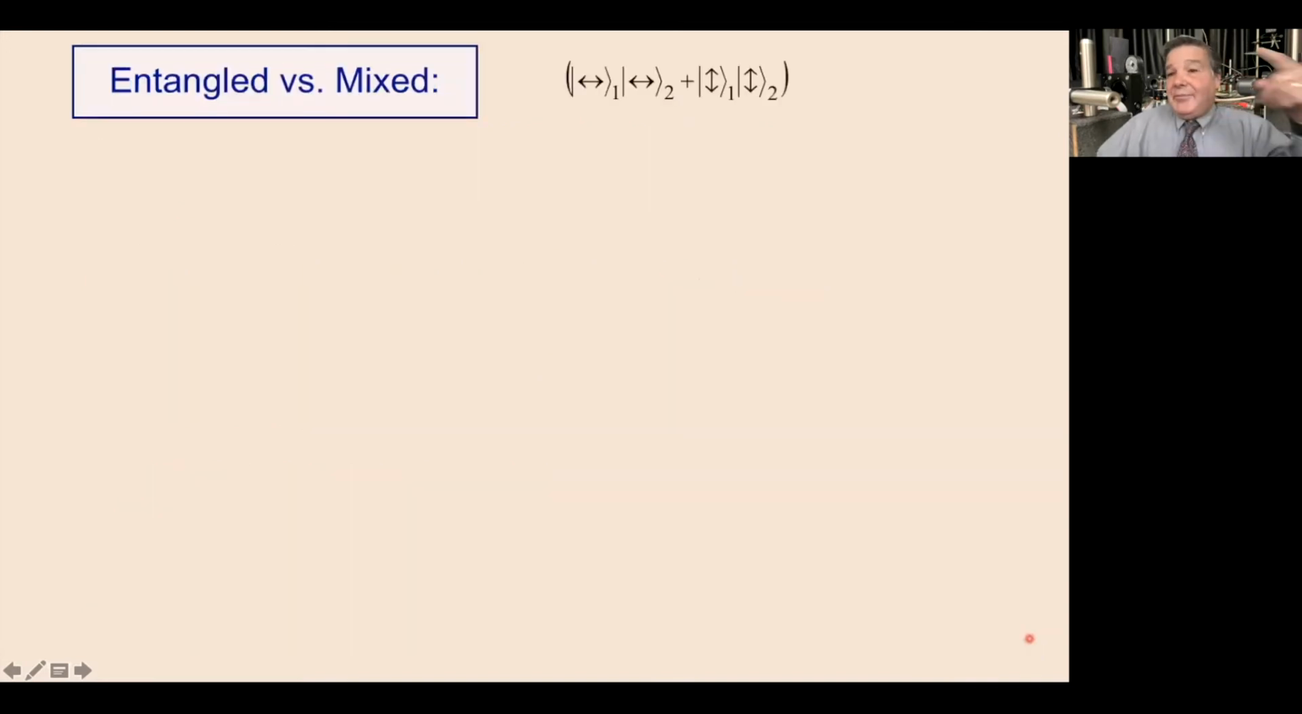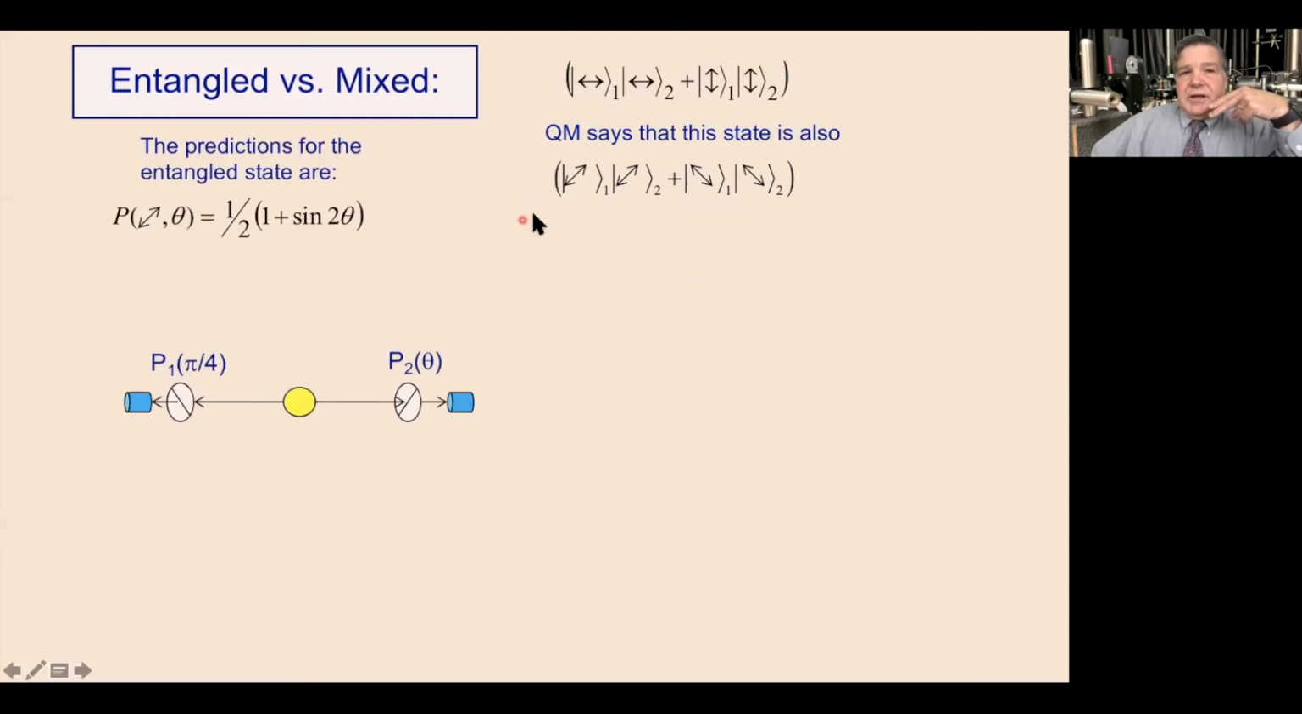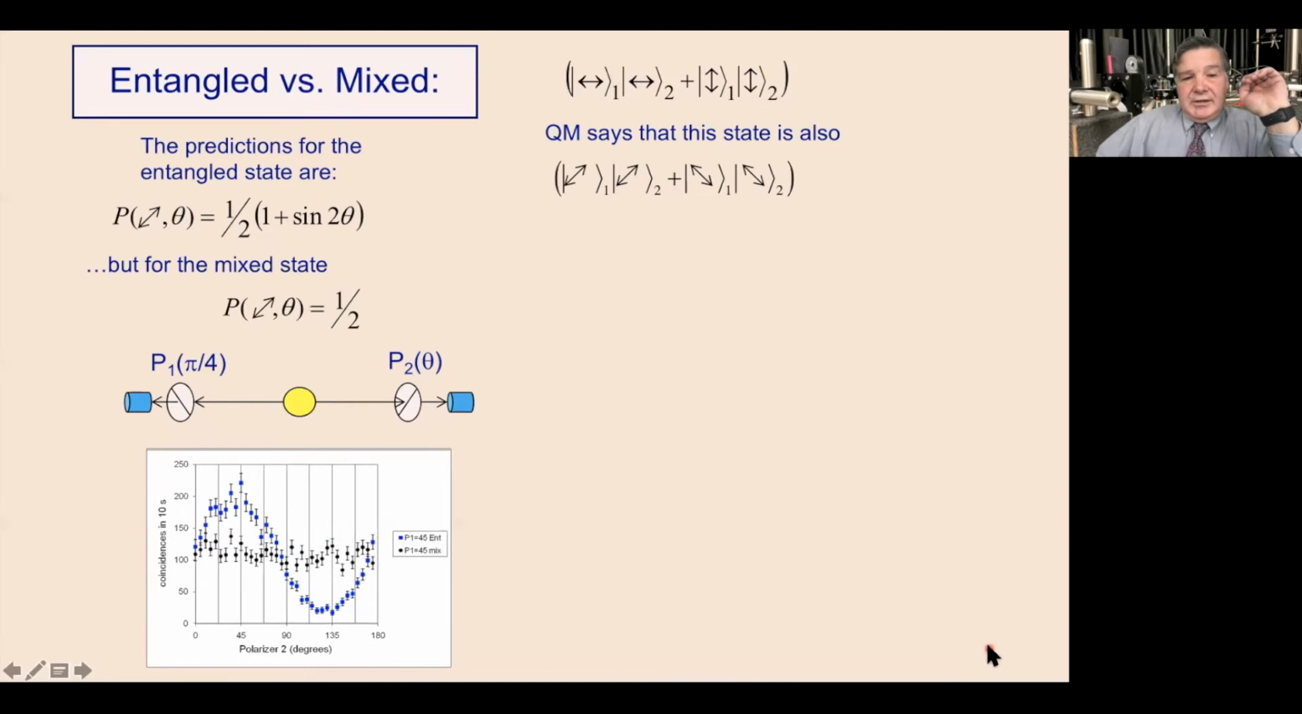But now we can probe in the laboratory between the two possibilities, entangled versus mixed, and there is a very easy way to do that. Quantum mechanics says that when you are in a superposition like this one, you're also in a superposition of being diagonal and anti-diagonal. So you do an experiment with entangled photons where you put one polarizer at 45 degrees and the other one you rotate, and you get this curve, and that's the probability. But if you have a mixed state, there's no variation with theta, and you see that.